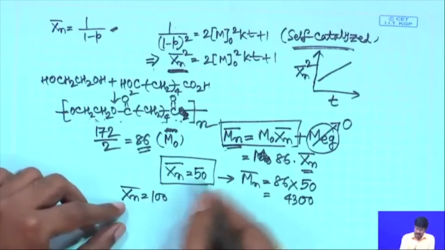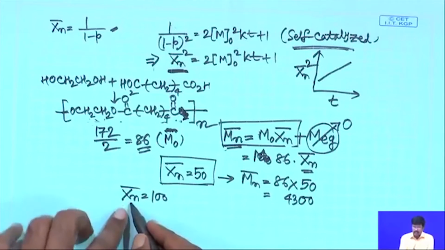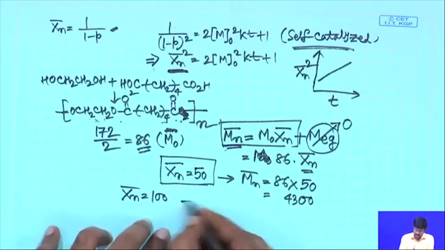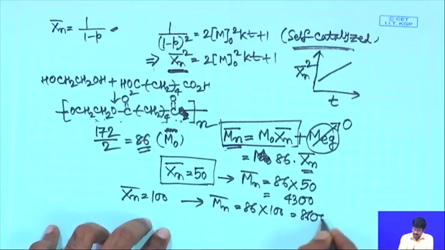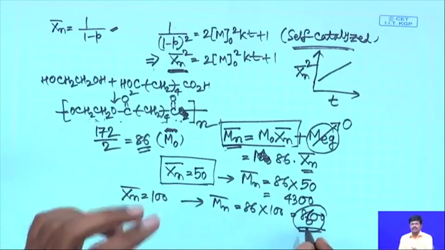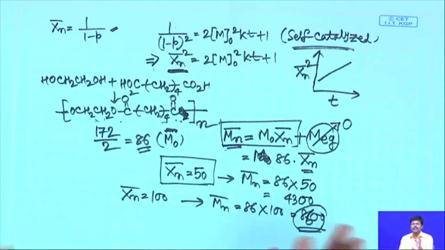If you are aiming for a higher molecular weight, let us say you are aiming for degree of polymerization 100, then what is your Mn? Mn becomes 86 into 100, Mn bar becomes 8600. So you are beginning to get polymer of some practical significance. As I told, in general at least 5000 should be the polymer molecular weight. So then the properties start to manifest, say mechanical strength, so on and so forth.